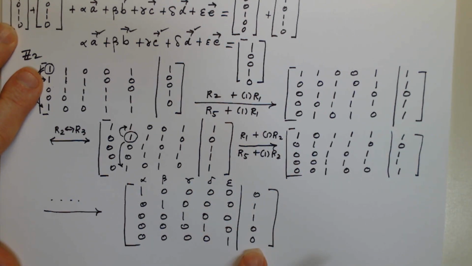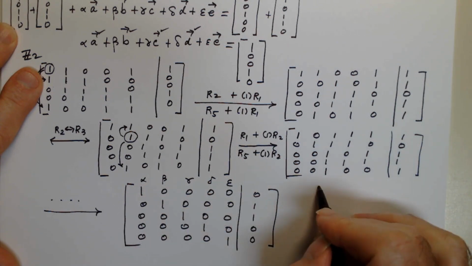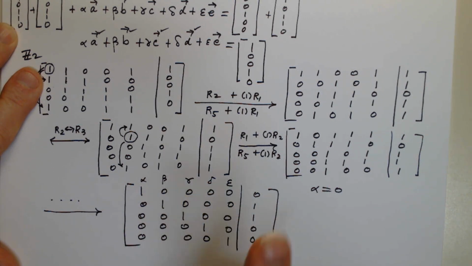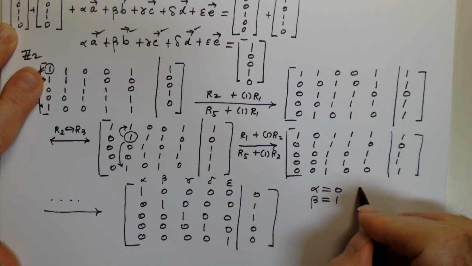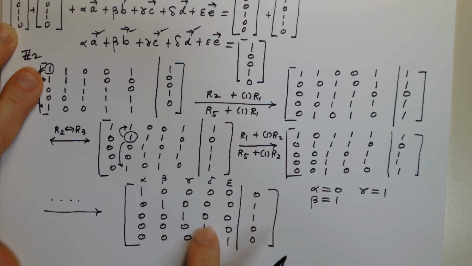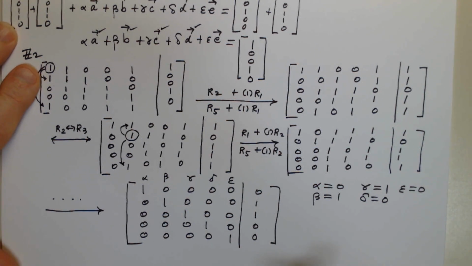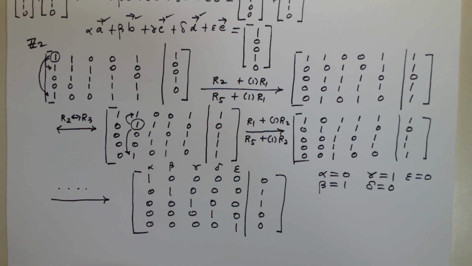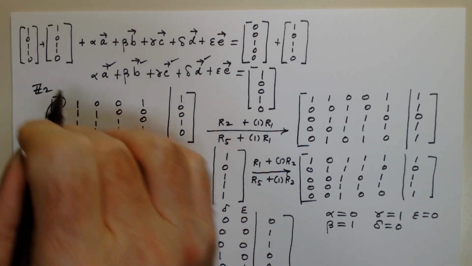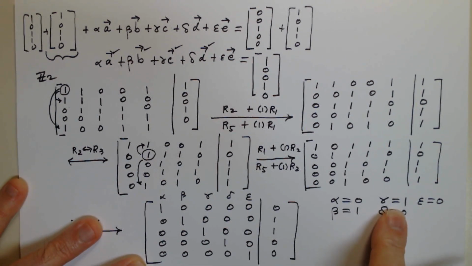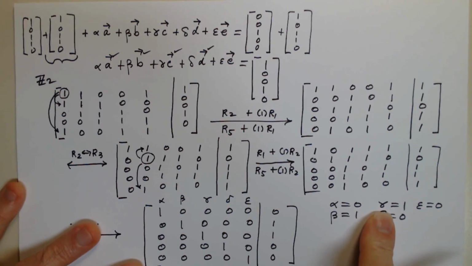And what this is telling us is that alpha is equal to 0. Don't use button A. Beta is equal to 1. Use button B. Gamma is equal to 1, so we should use button C. Delta is equal to 0. Don't use button D. And epsilon is equal to 0. Don't use button E. All right, so the recipe that takes us from this initial state to this state is to do one button B and one button C.